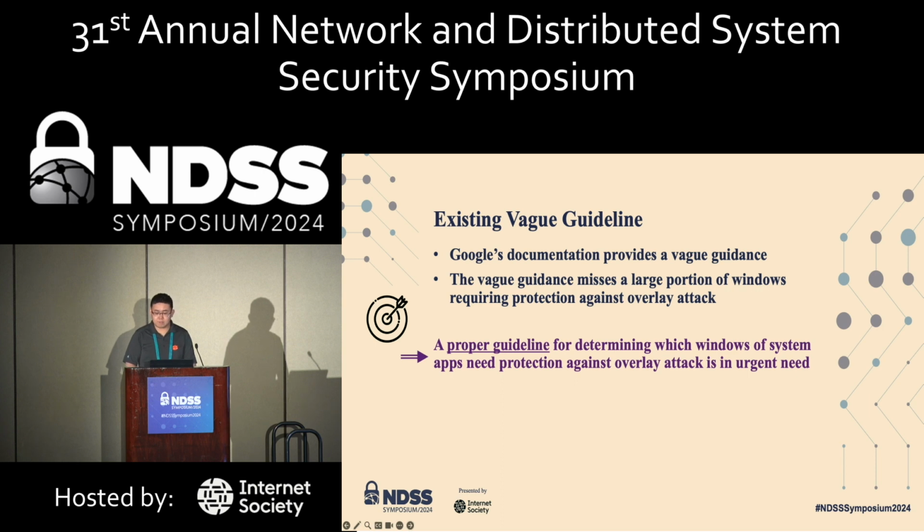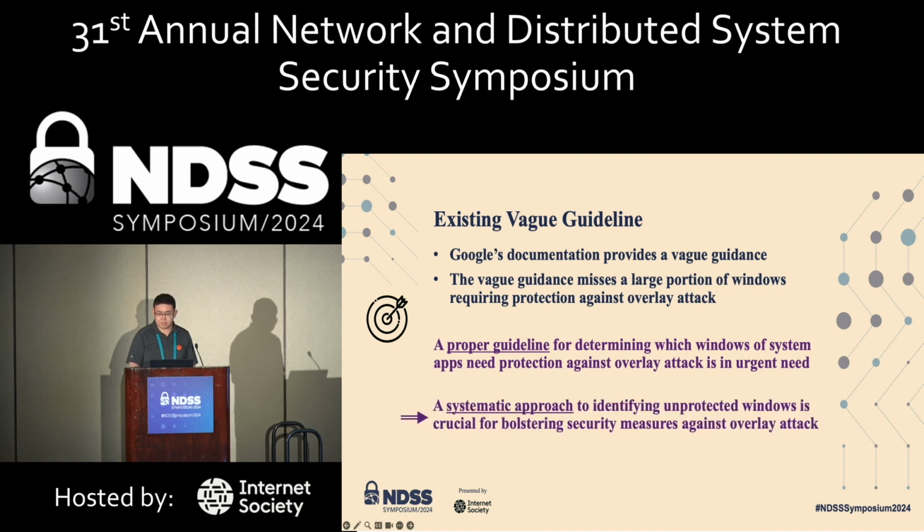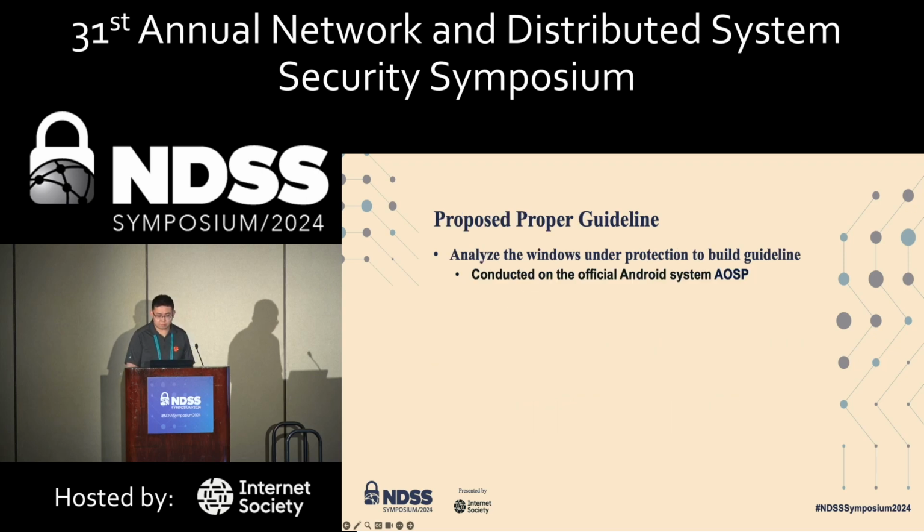In light of these observations, we consider that proper guidelines for determining which windows of system apps require protection are in urgent need. And a systematic approach to identifying unprotected windows is also crucial for bolstering security measures against the potential overlay attack. In the following, I will introduce how we achieved these 2 objectives.